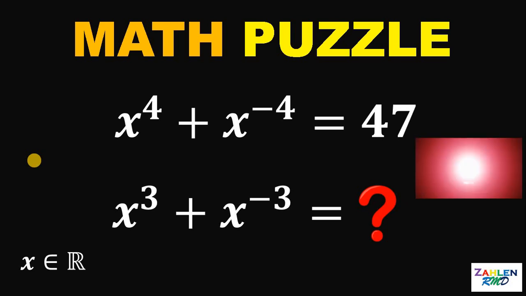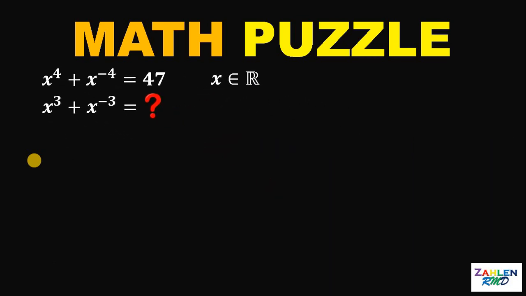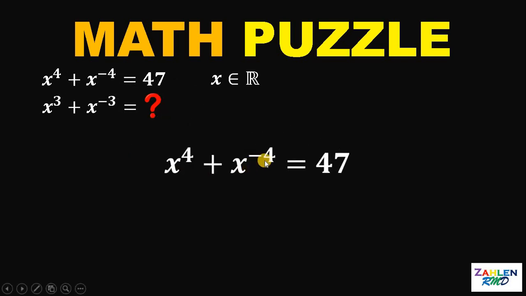Time's up. Now, let's answer this question together. Now, the only given equation to us is x raised to the fourth power plus x raised to negative 4 equals 47. And our goal is to find the value of x cubed plus x raised to negative 3. Now, how are we going to answer this question? First thing to do is to notice this x raised to negative fourth power.